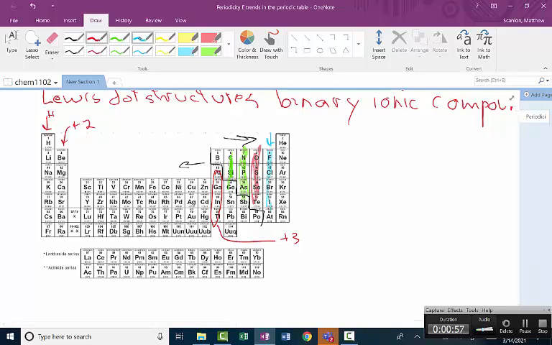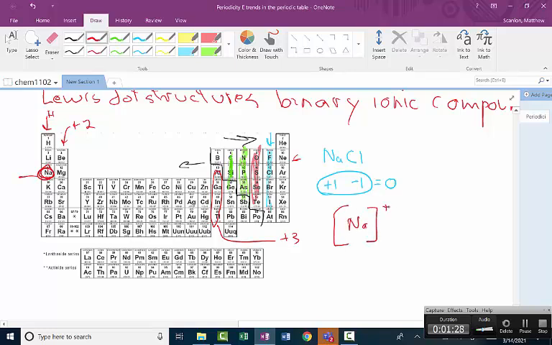So the first thing we'll do is look at sodium chloride. Sodium is +1 and the chloride is -1, so we know that that formula is correct because the charges total up to 0. And so the Lewis dot structure, this is sodium over here on the left, and it lost 1 to become neon, and so it has this Lewis dot structure with a +1.